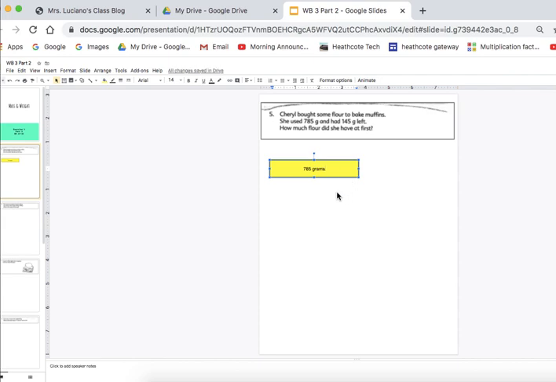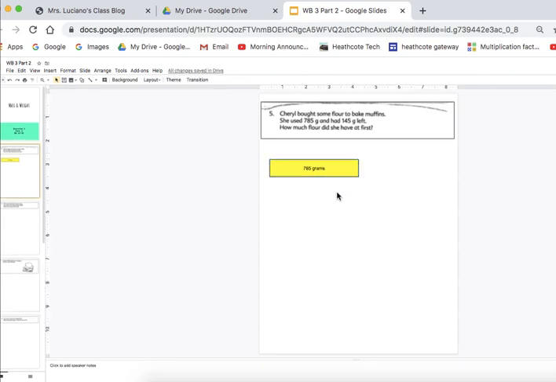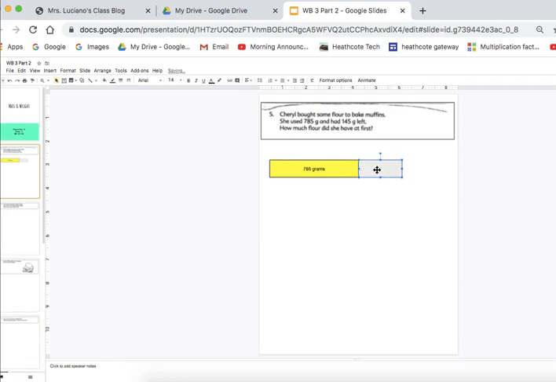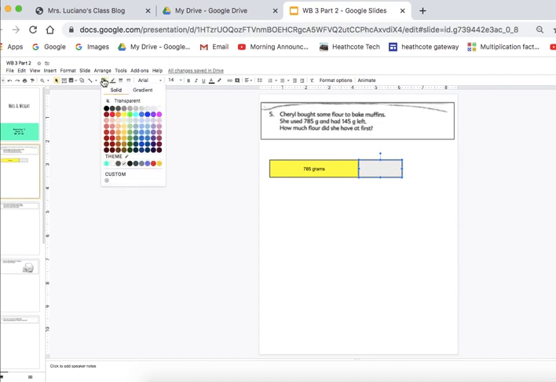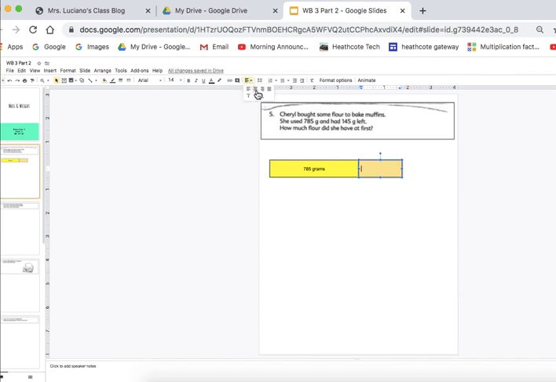Now, she also had 145 grams left of the flour that she started with. So let's draw another rectangle next to it. And let's have it look like it's attached. And it's going to be slightly smaller than the other bar because, again, 785 is a lot, and then 145 is a small amount. You can thicken the border again. You can make it a different color, or you can make it the same color. I might make it a slightly different shade of yellow, and then I'm going to click inside, and I'm going to center it, and I'm labeling it as 145 grams.